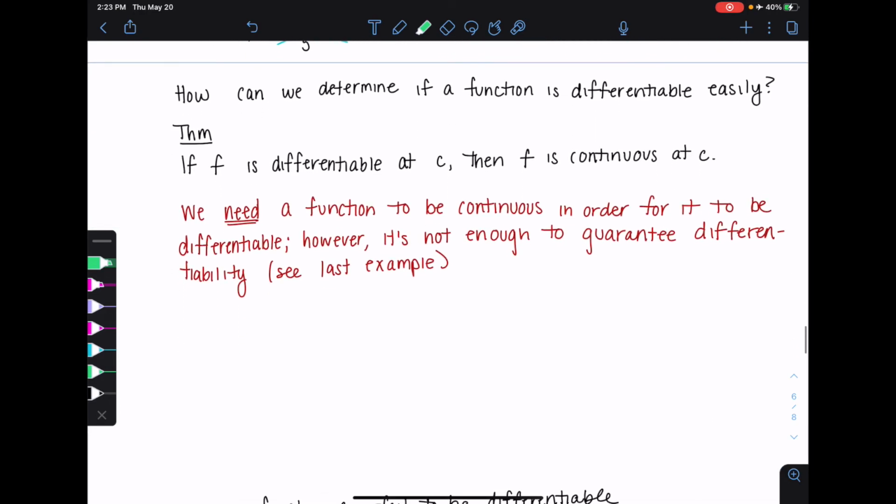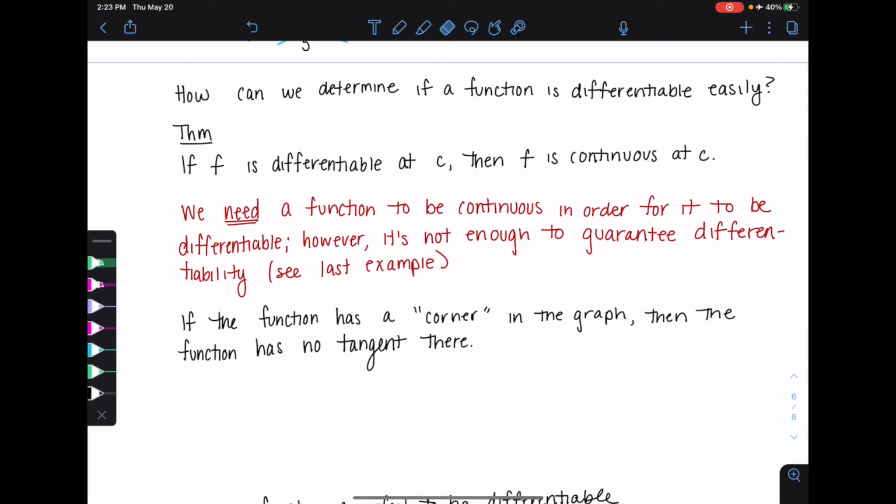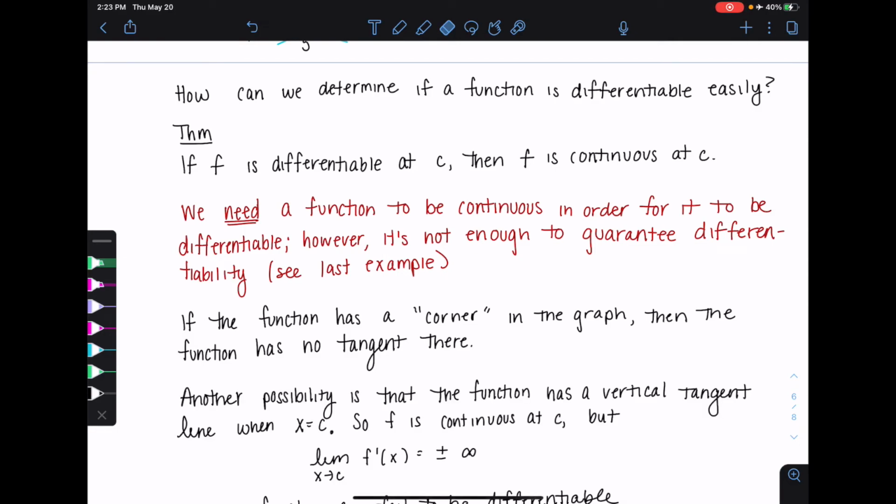So one way that we can fail to be differentiable is we can have a corner in the graph. So I don't have a unique tangent. Another possibility is that when you go to take this derivative and you try to plug in that value of c, it blows up to positive or negative infinity. So that's when you have a vertical tangent, because the vertical line does not represent a function.